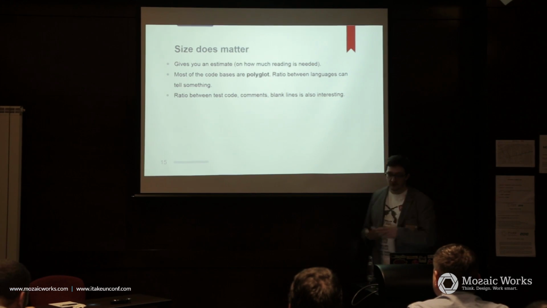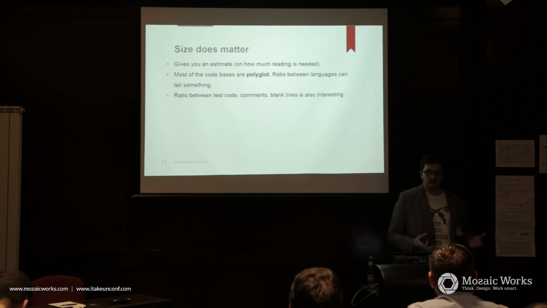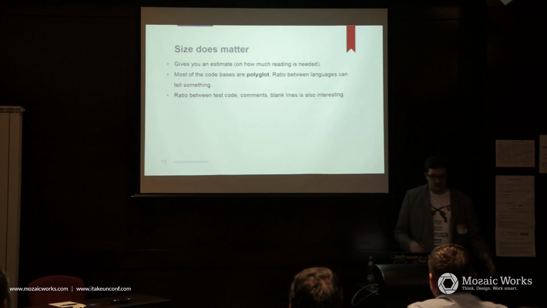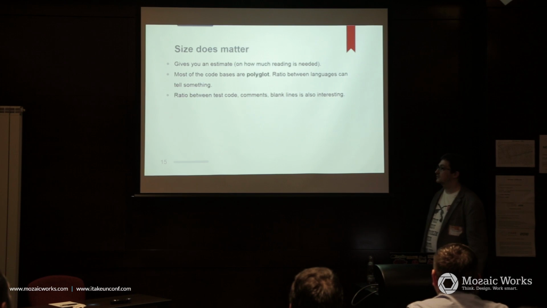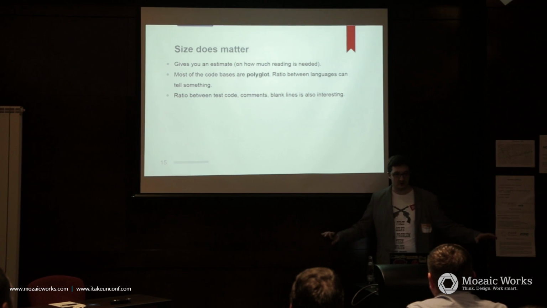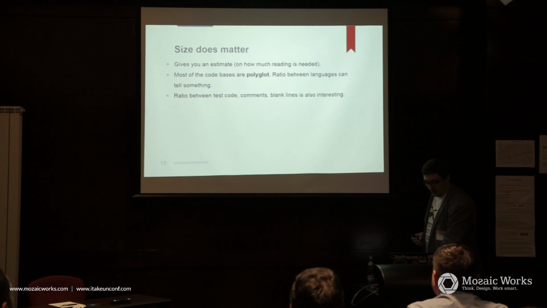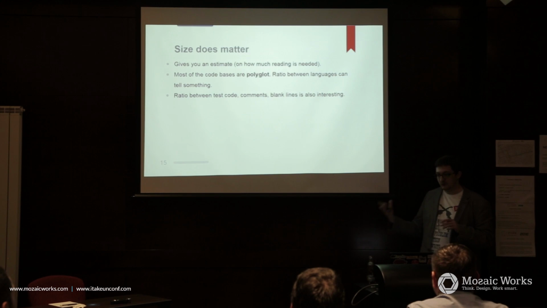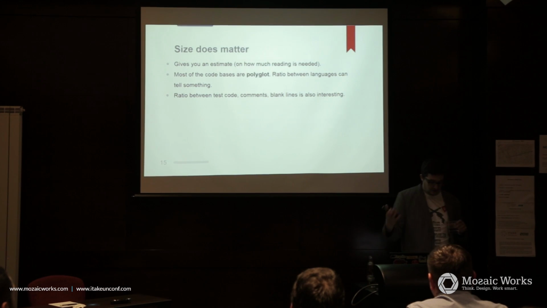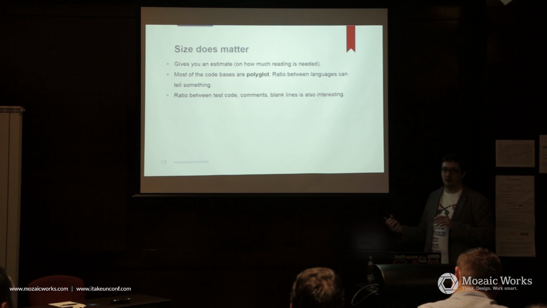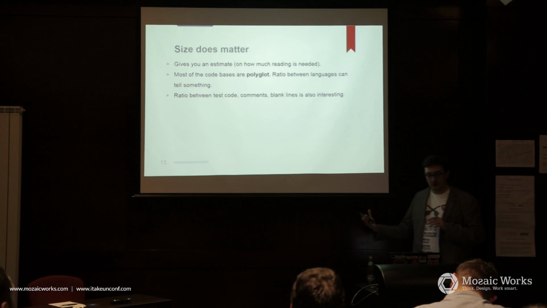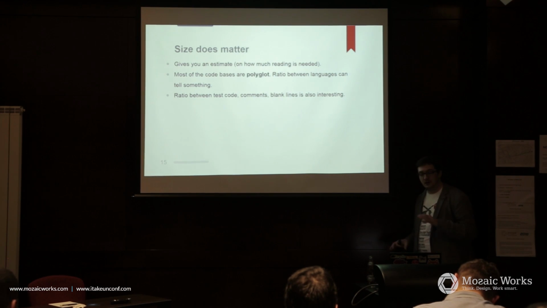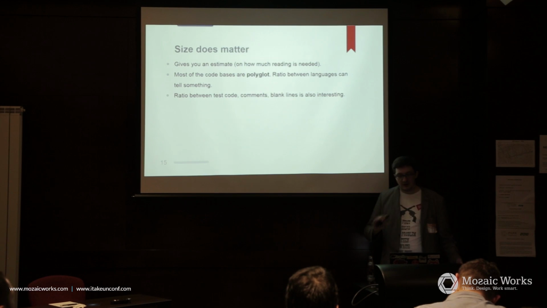And the thing is also that most of the code bases are kind of polyglot at the moment, so it's not that it's going to be one language. It's going to be a few languages. Java, JavaScript, Ruby, Python, whatever. Actually, in most of the big code bases, you can see all of the major ecosystems participating. And the ratio between the languages in that code base can tell you something, because you can see what is the biggest skill in the company, where they're investing more, or at least in the project maybe. Also, you can calculate the ratio between test code, commenting, blank lines, and stuff like that.